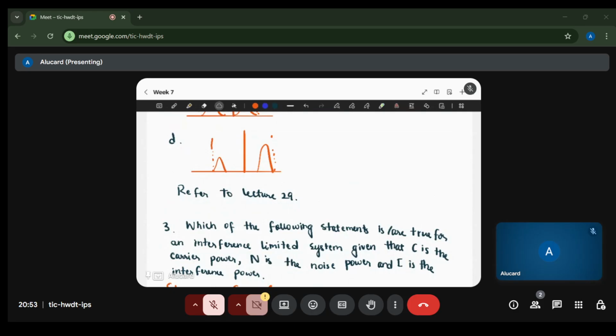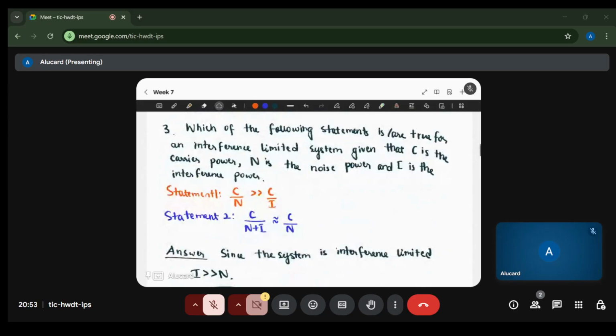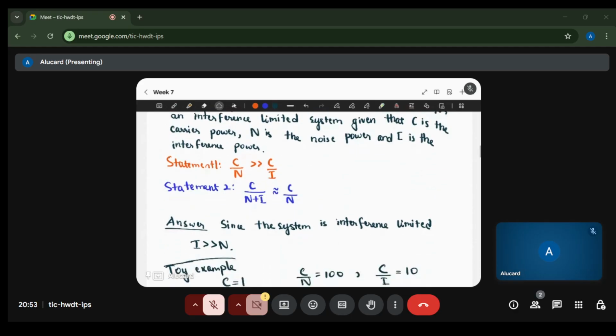Question 3. Which of the following statements is or are true for an interference limited system? Given that capital C is the carrier power, capital N is the noise power, and capital I is the interference power. And the two statements are: statement 1, C over N is much greater than C over I. Statement 2, C over N plus I is approximately C over N. Since the system is interference limited, I is much greater than or equal to N.